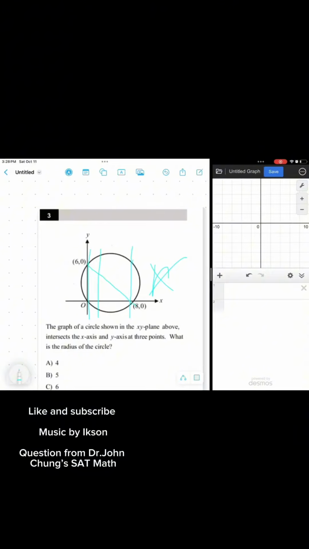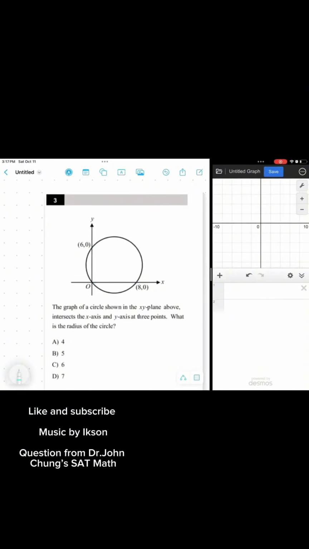Now, here's the thing. It actually works for this one, but if you get a similar question on the SAT and it doesn't work for that question, then what's the point, right? So then how do we solve it? So we're going to use the points that they gave us to find the center of the circle.